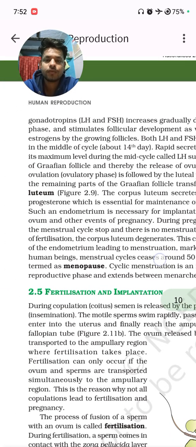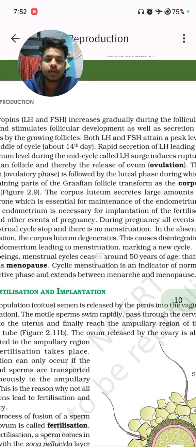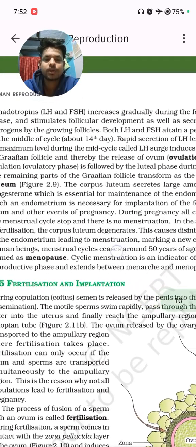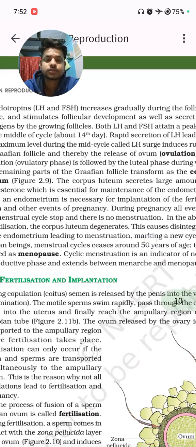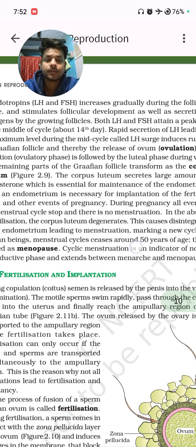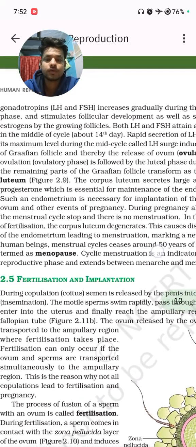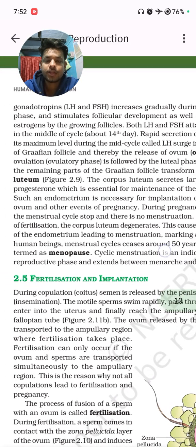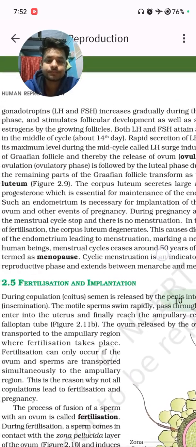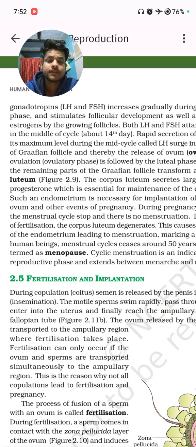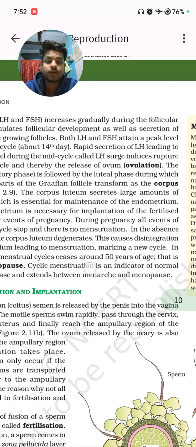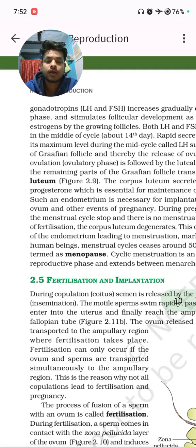The ovulation phase is followed by the luteal phase, during which the remaining part of the Graafian follicle transforms into the corpus luteum, Figure 2.9. The corpus luteum secretes a large amount of progesterone, which is essential for the maintenance of the endometrium. The endometrium is necessary for implantation of the fertilized ovum and the other events of pregnancy.